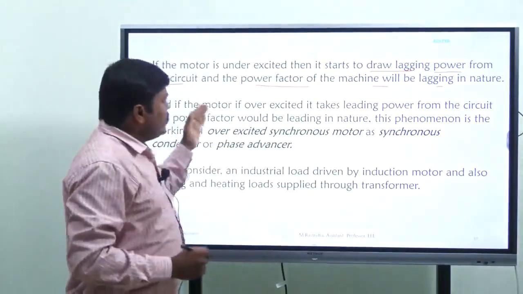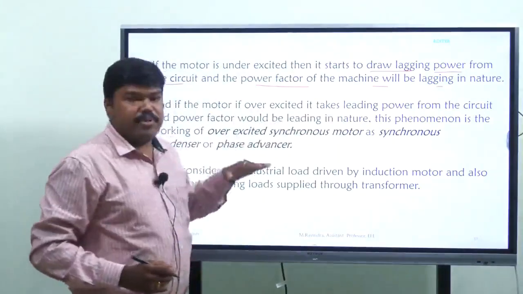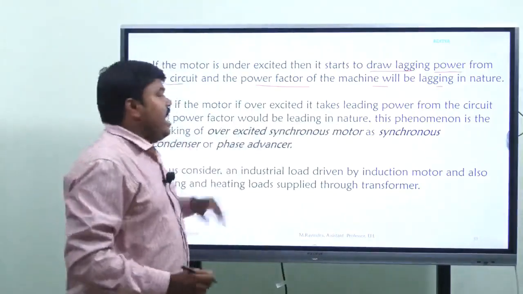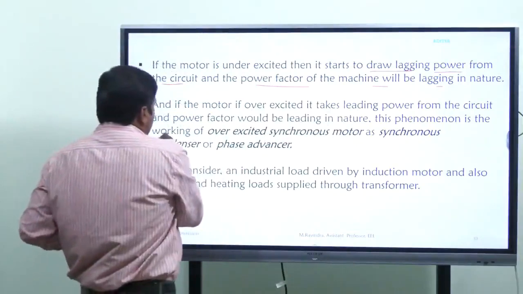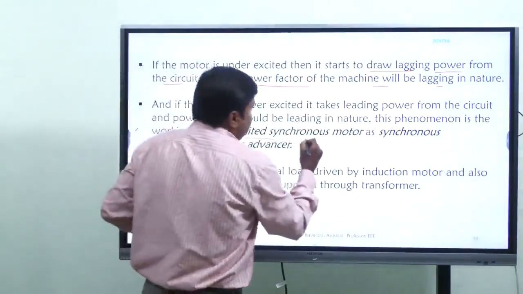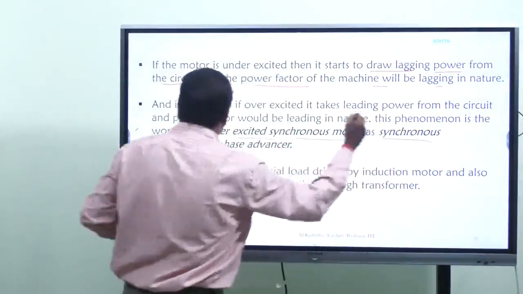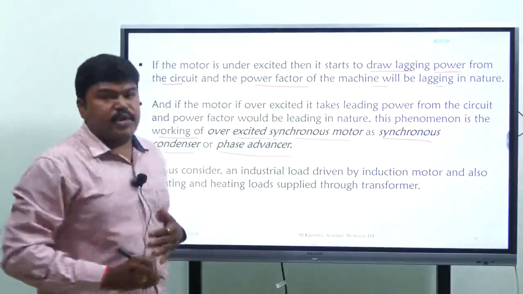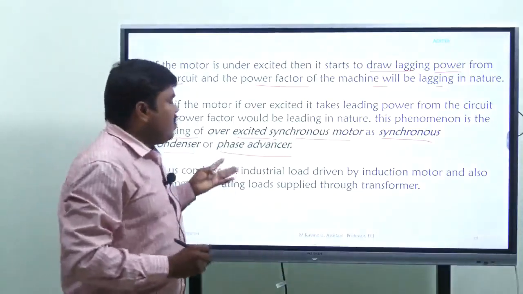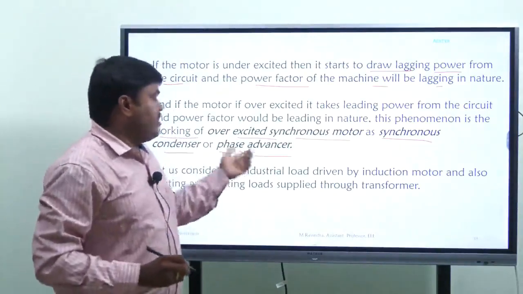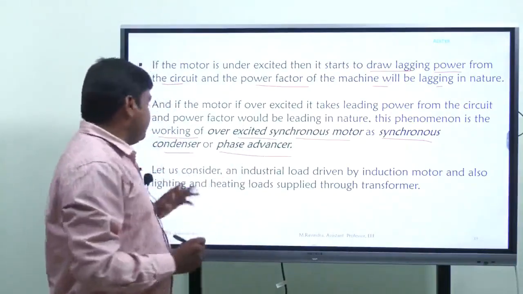If the motor takes leading power from the circuit, the power factor will be leading in nature. This phenomenon is the working of the over excited synchronous motor, and it is called a synchronous condenser, or we can call it a phase advancer. We have three names here: synchronous condenser, phase advancer.